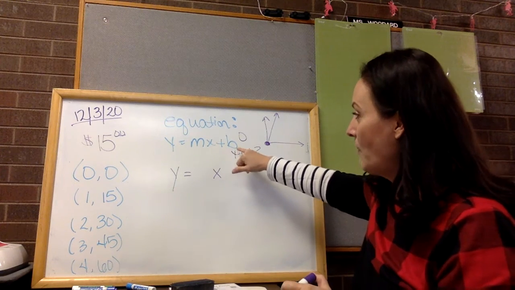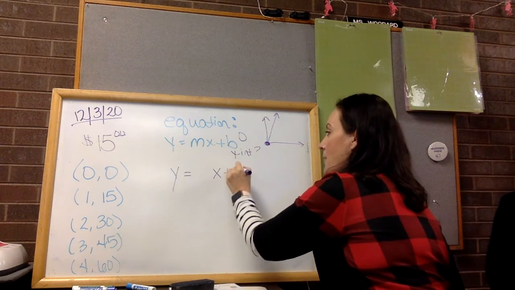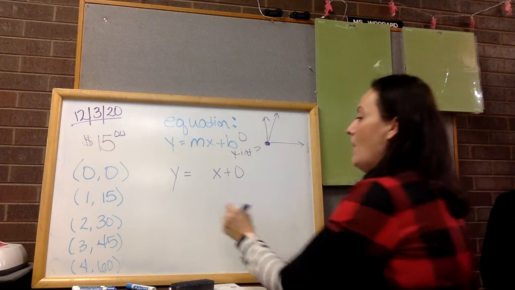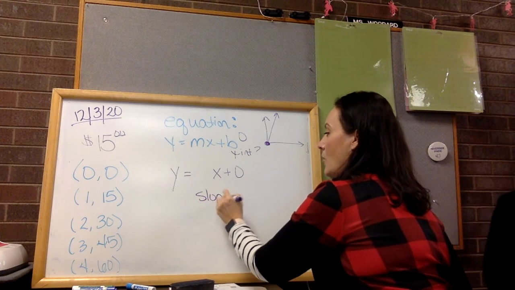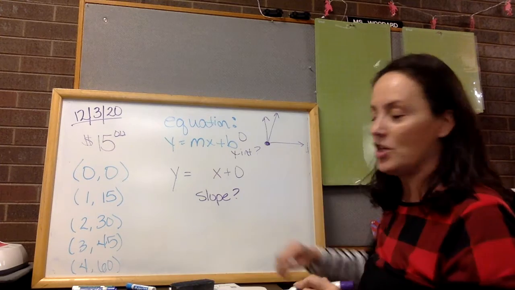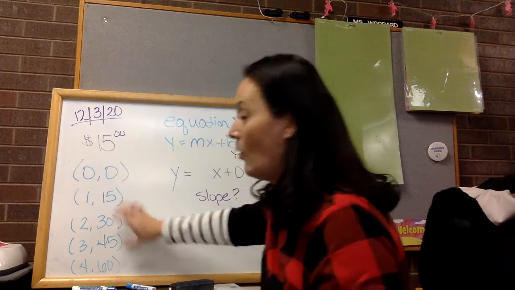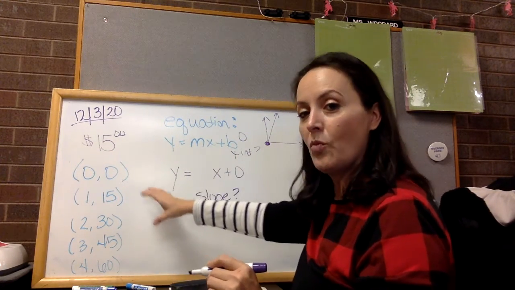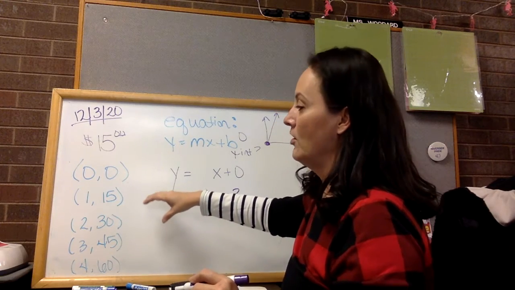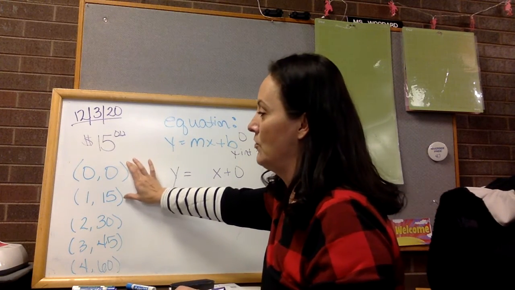So this part right over here, this plus b part, would be plus 0. Now I have to figure out the slope. I got to go, okay, what is my change in y over my change in x? You can take any of these points and go change in y over change in x. I'm going to look at these first two points.